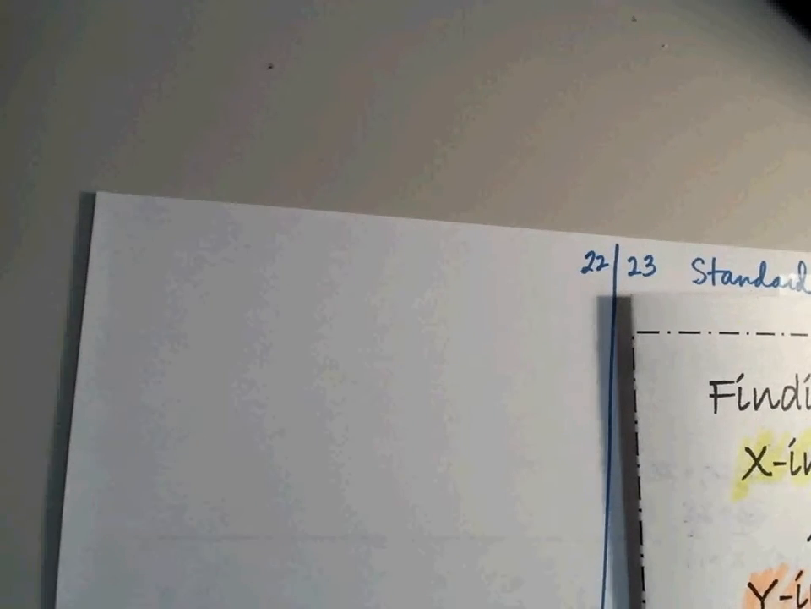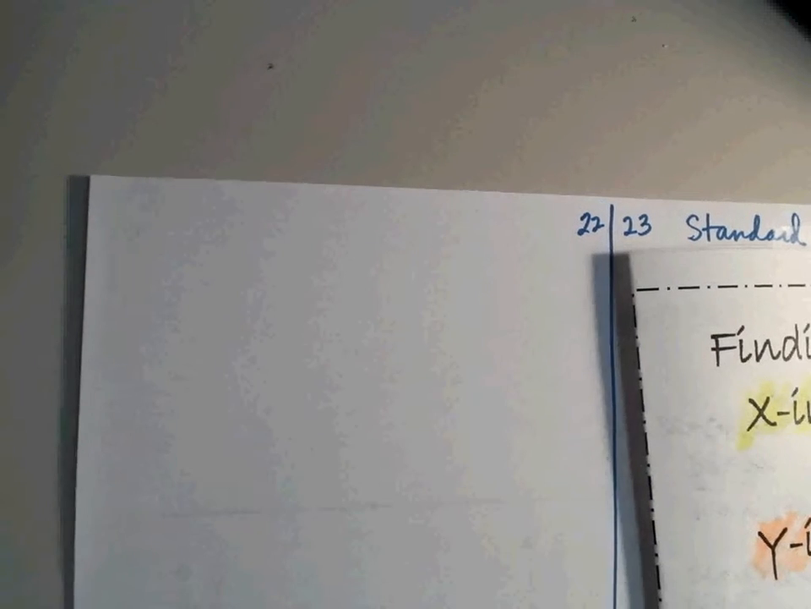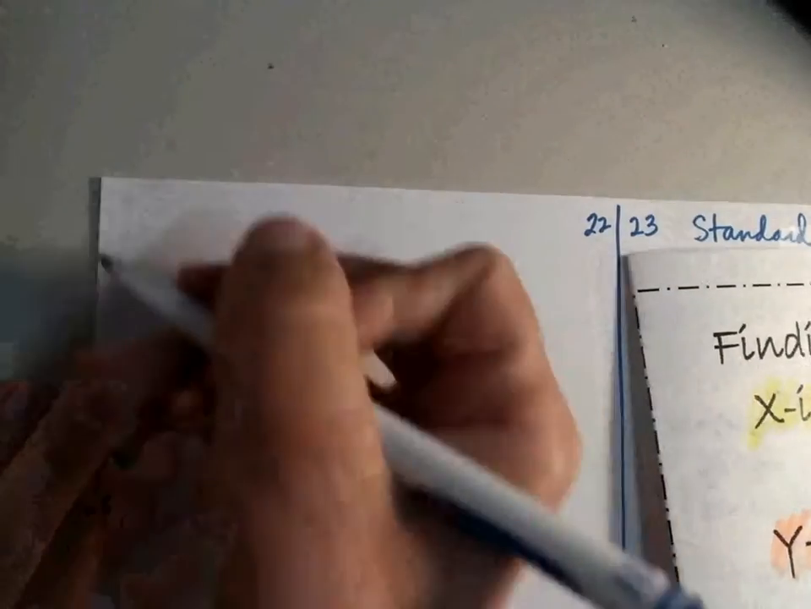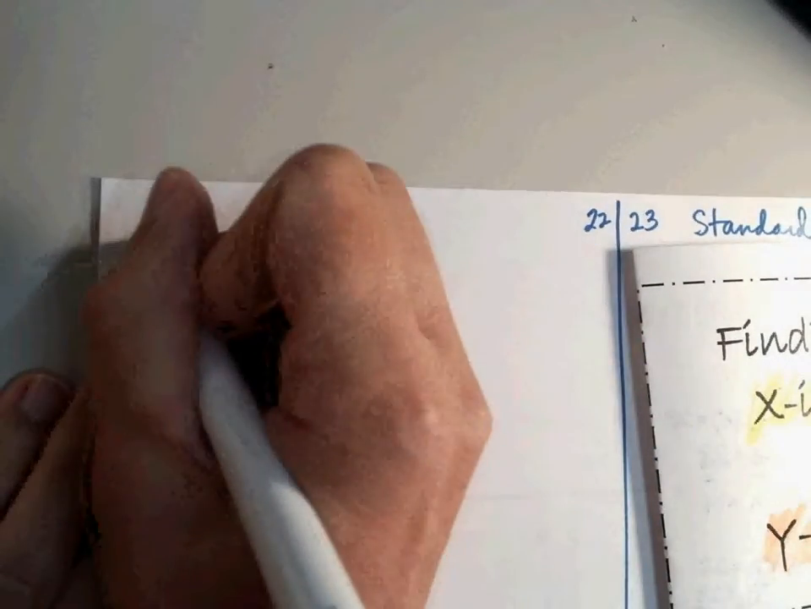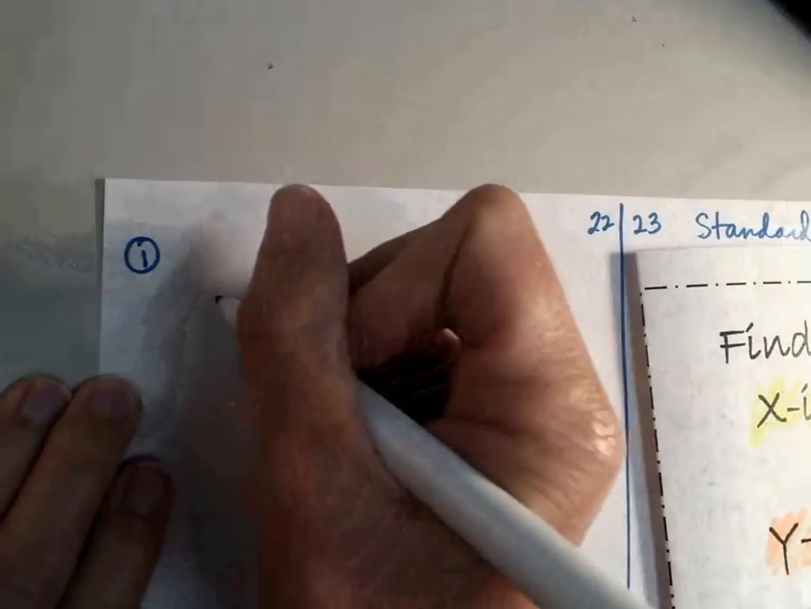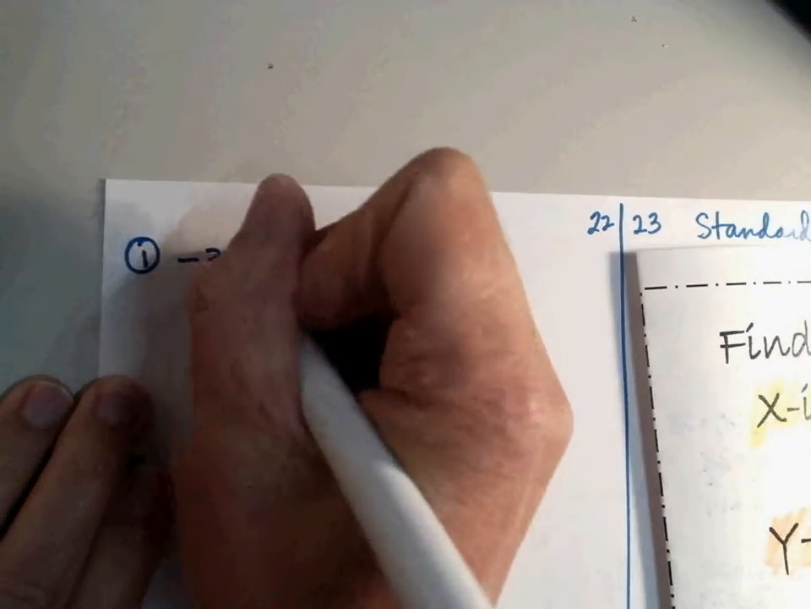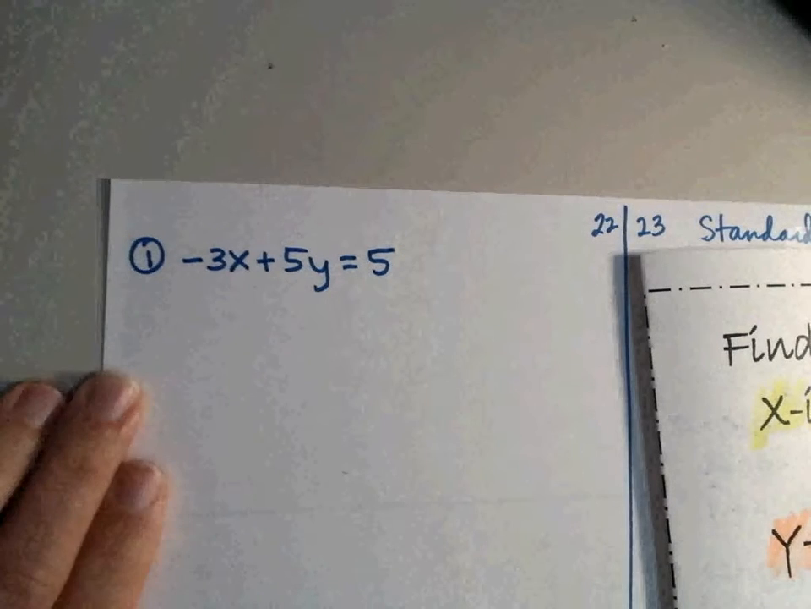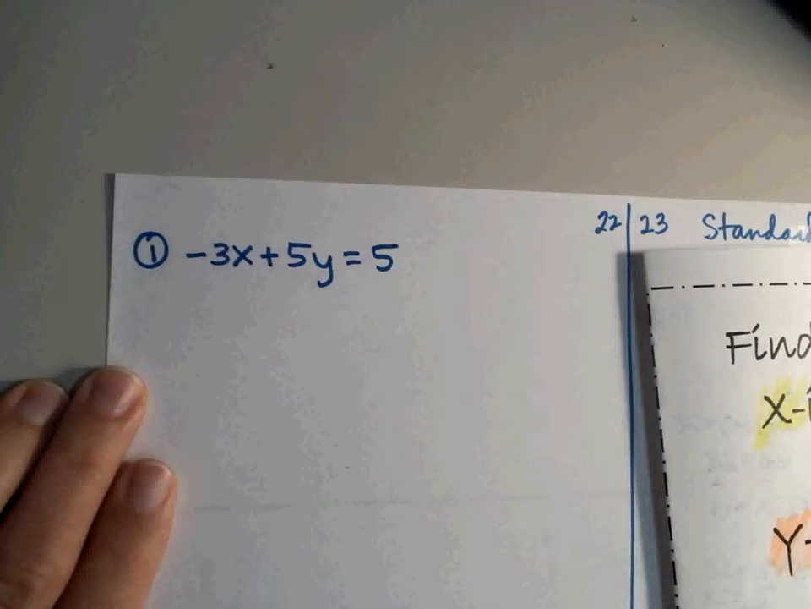Okay, on 22, I just want to show you some instances where an equation in standard form might not be the best choice. So, for instance, I have 3 different problems here. Number 1, what if I give you negative 3x plus 5y equals 5? Since this is in standard form, you might say, okay, that cover-up method worked well for graphing a line. So let's pretend I have to graph this line.